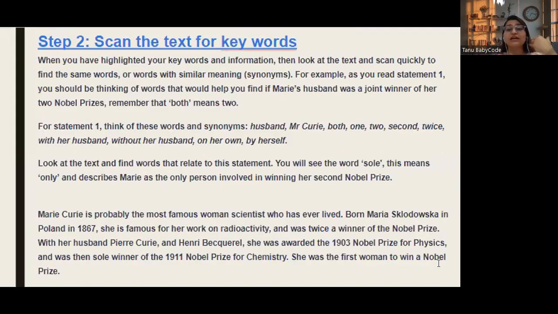Moving forward, in the first step you did the scanning part. You read the question first and then you underlined the keywords. Now what you need to do is scan the text for the keywords.